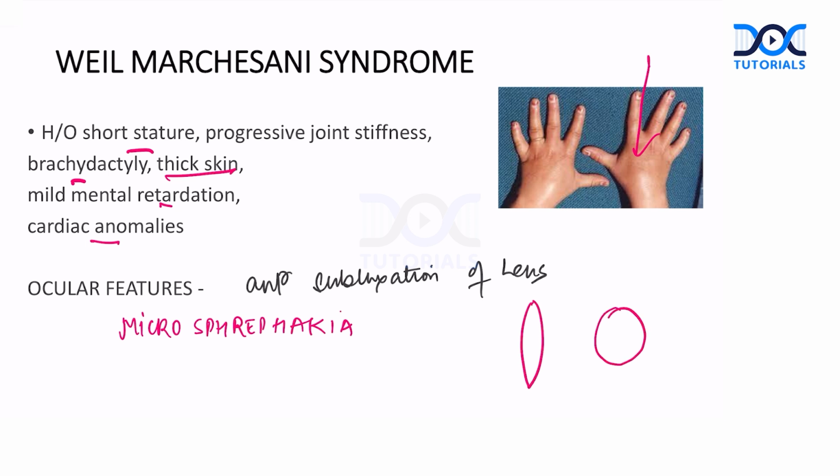Now, what do you expect will happen with the zonules? Can I say there will be long zonules which are weak, right? So the moment you dilate the pupil, what will happen? Suppose I want to examine this patient, I dilate the pupil, and because of the long and weak zonules, the lens is actually coming out into the anterior chamber. Right, everyone?